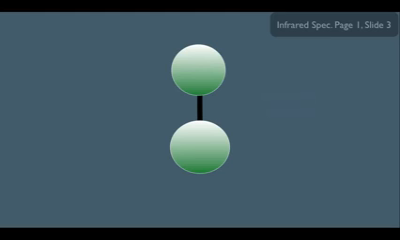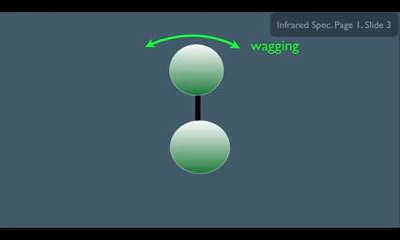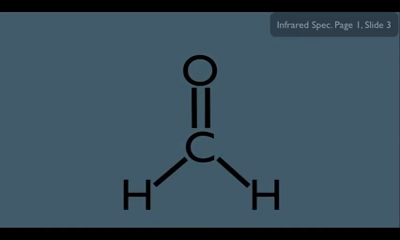It can actually move back and forth like this. In organic chemistry, we call that wagging, kind of like the tail of a dog. So this is the reality of the carbonyl group in formaldehyde. What we've seen is that it can stretch, or have what's called a stretching vibration.